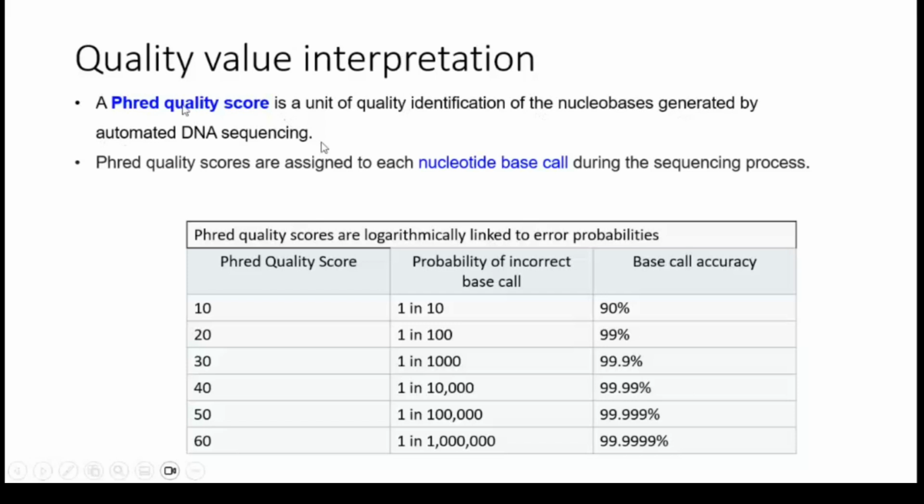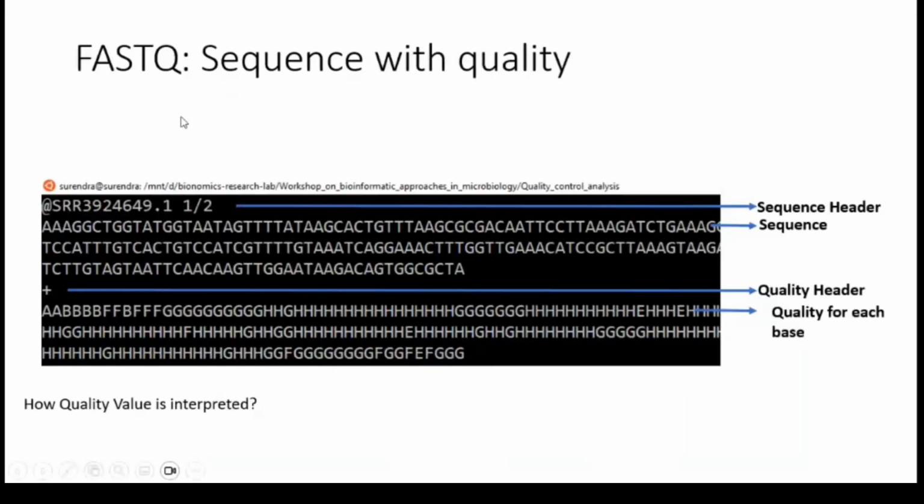What does 1 by 2 denote? That is if it is paired end data, right? So it will be 1 by 2 or 1 by 1. For the forward file it will be 1 by 1, and for the reverse it will be 1 by 2. I will show you that when we see the files. It will be much clearer to you.